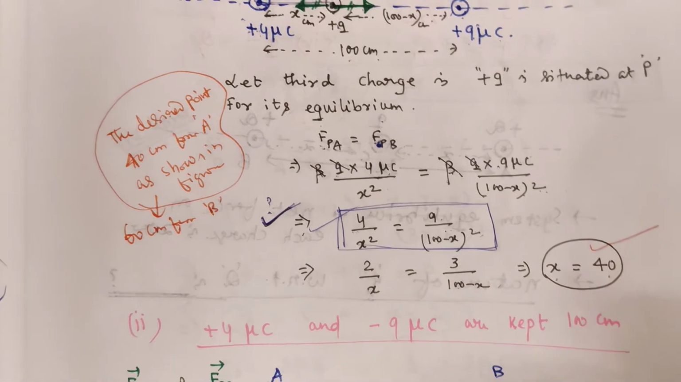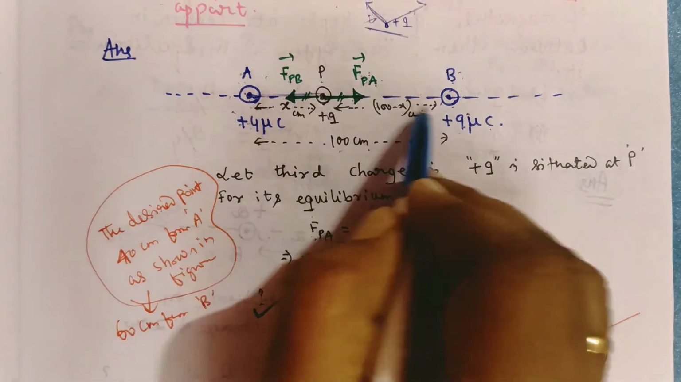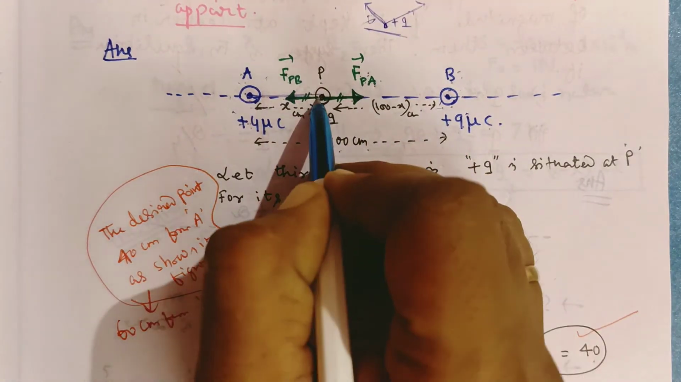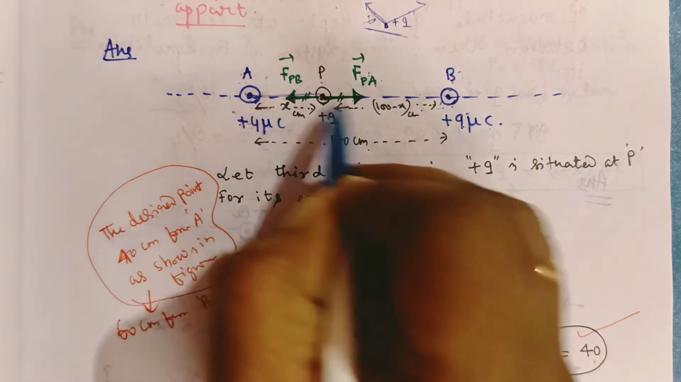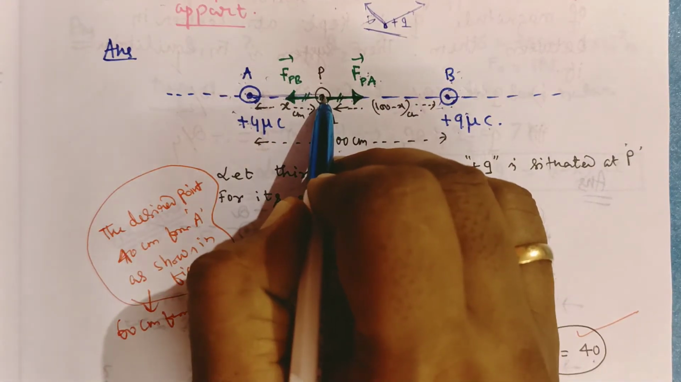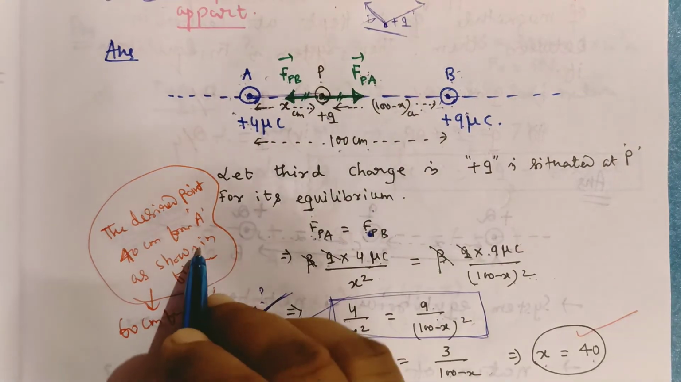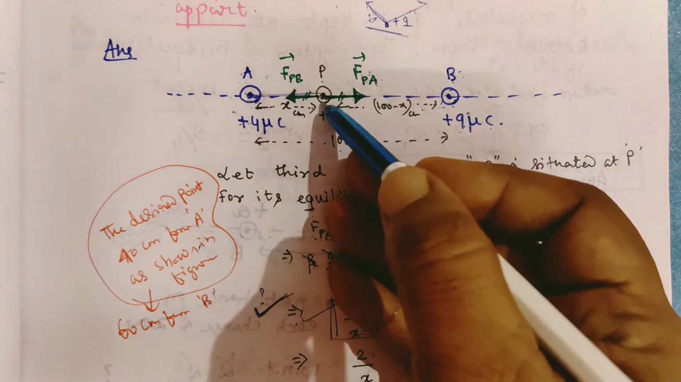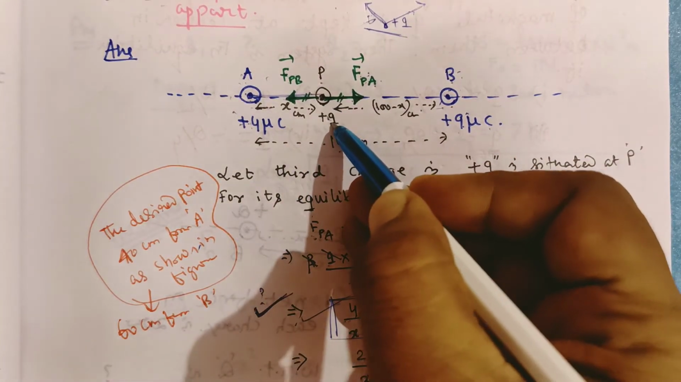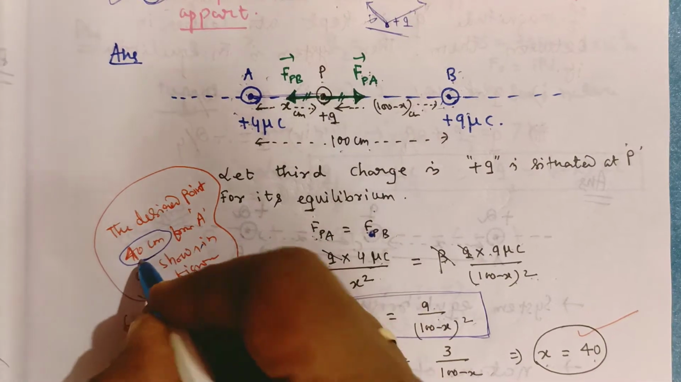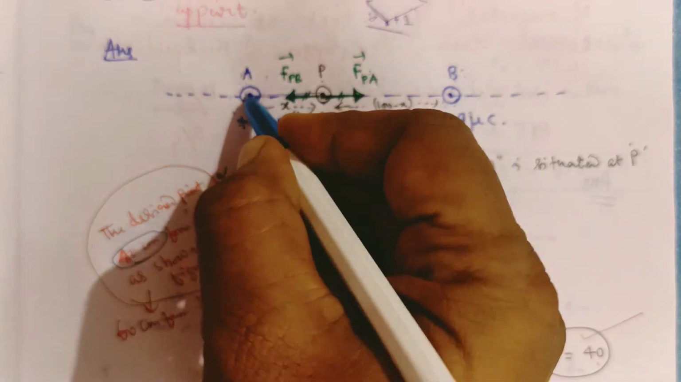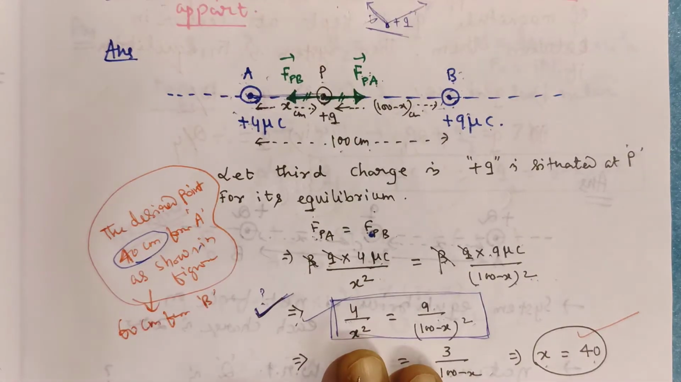Now you will come to your answer. So the desired total distance is 100 centimeter. The desired point is 40 centimeter from A. That means 60 centimeter from B. So at last you will write in language your answer. The desired point where the third charge should be kept is 40 centimeter from A, as shown in the figure.